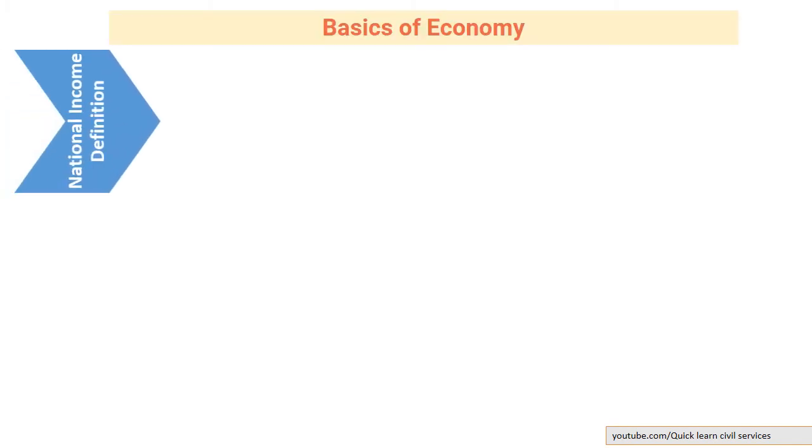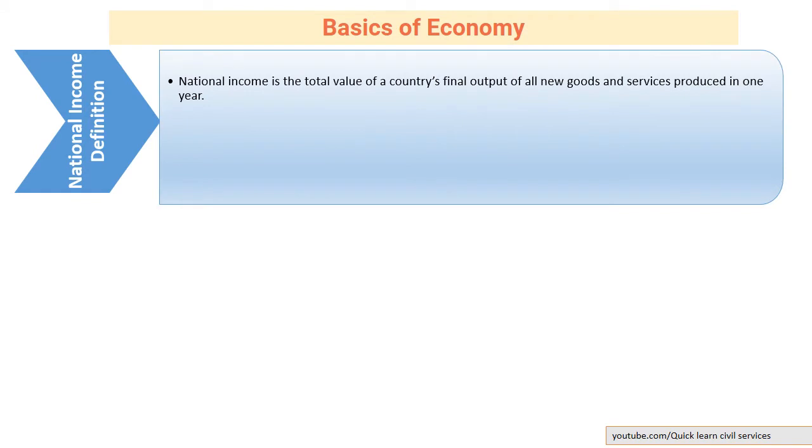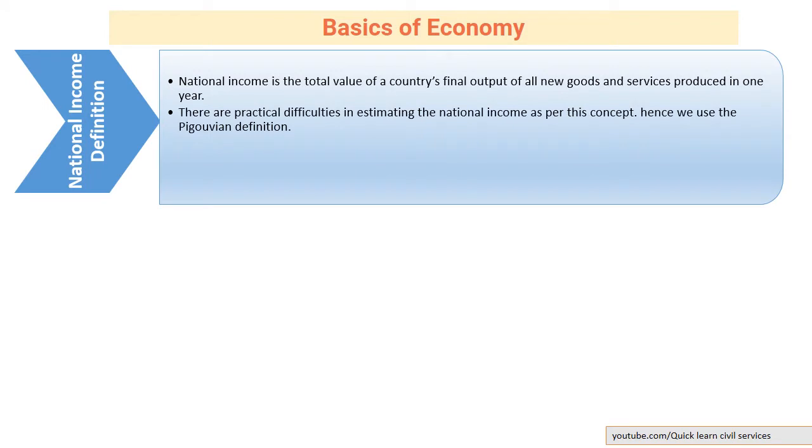Basics of economy. National income. National income is the total value of a country's final output of all new goods and services produced in one year. There are practical difficulties in estimating the national income as per this concept. Hence we use the Pigouvian definition.